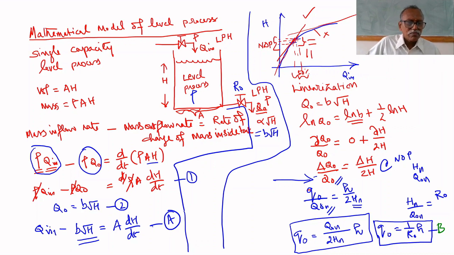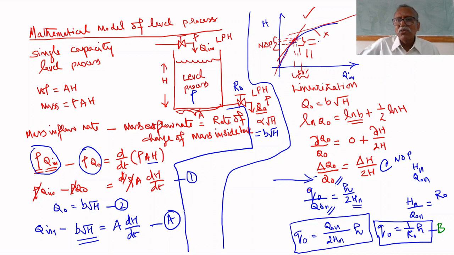We know that Q naught equals B root H, therefore Q in minus B root H equals A dH by dt. This is a non-linear relation. This is the true mathematical model as a differential equation in the time domain. I want it in the frequency domain, but I cannot find it, because we cannot take the Laplace transform of a non-linear differential equation. So we have to linearize.